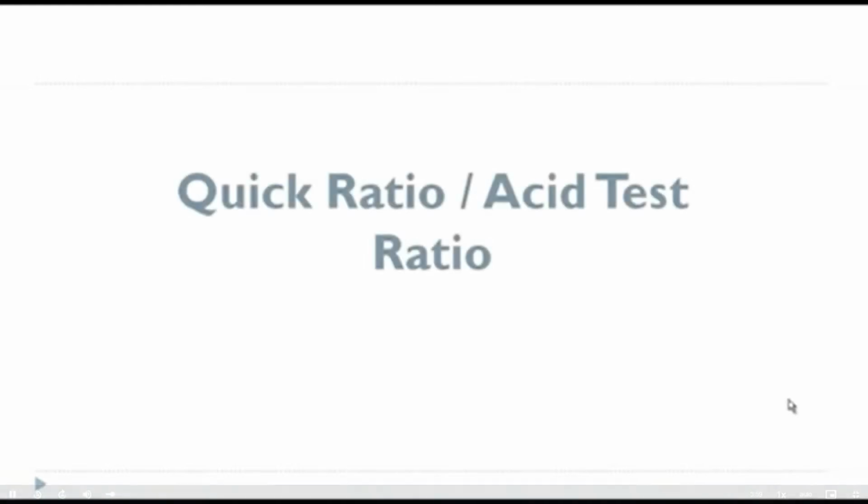Friends, in the previous session we have understood current ratio. In this session we are going to understand what is quick ratio, or say acid test ratio. For understanding that, let's take the same balance sheet which we have used in case 2 in current ratio.